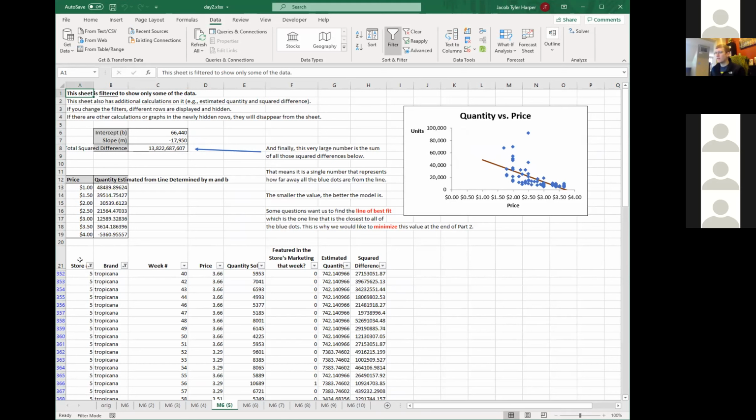And don't forget, whenever you change this filter, you're going to get a different line of best fit because this line is only for these specific blue dots. So if you change the blue dots, it has a different line of best fit.